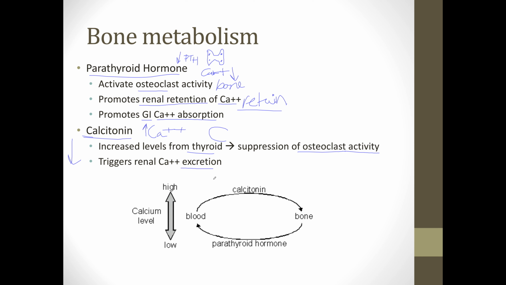This is your feedback loop. This is a physiologic feedback loop. It only has to do with the levels of calcium in the blood. Again, when calcium is high, we get the release of calcitonin. When calcium in the blood is low, we get the release of parathyroid hormone. So PTH stimulates osteoclasts to liberate calcium into the bloodstream. Calcitonin is going to signal to those osteoclasts to turn off when blood calcium levels are restored.